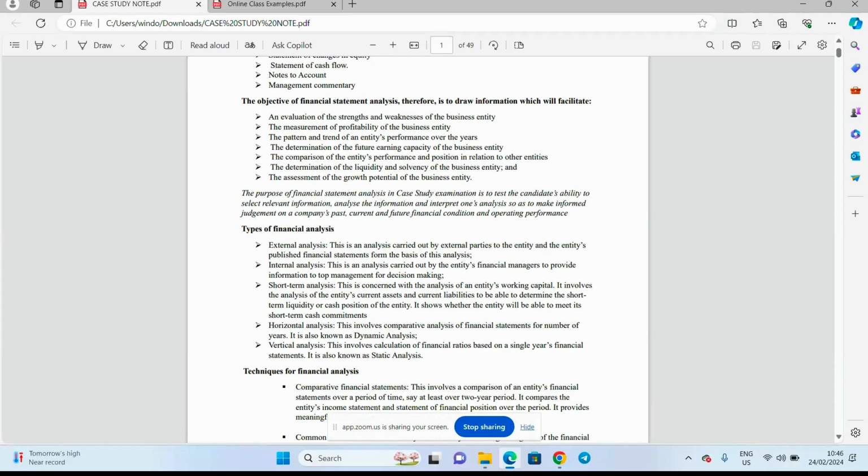Now, types of financial statement analysis. We have external analysis, internal analysis, short-term analysis, horizontal analysis, and vertical analysis. These types of financial statement analysis are here for illustration's sake. Nobody will ask you in the exam what the types of financial statement analysis are. Rather, they will give you a scenario-based question for you to analyze the statement of financial position and the statement of profit or loss and other comprehensive income.